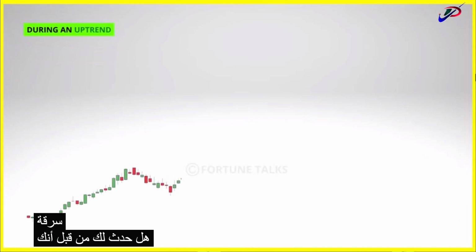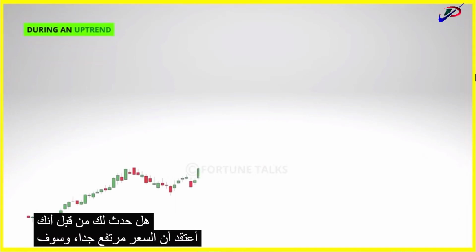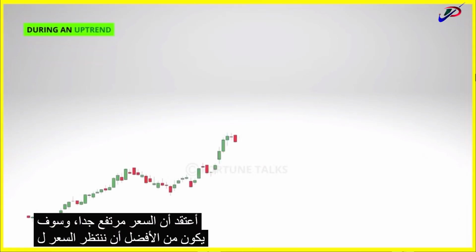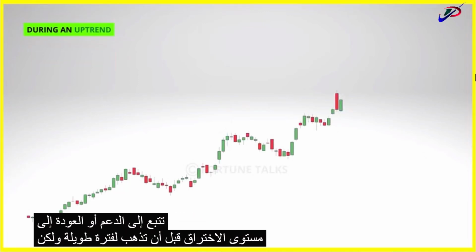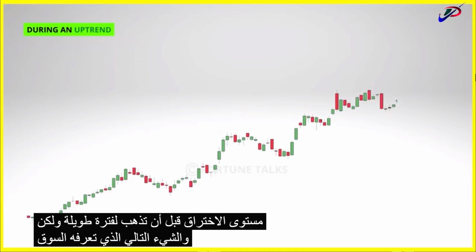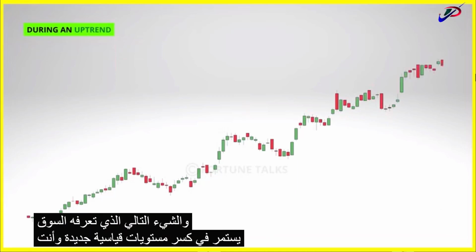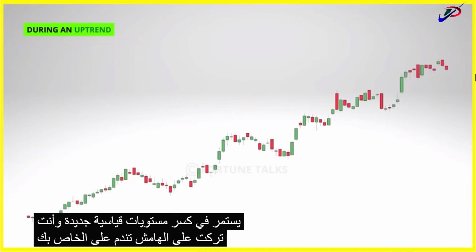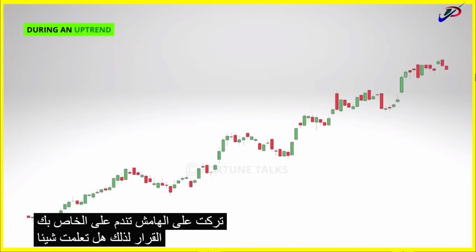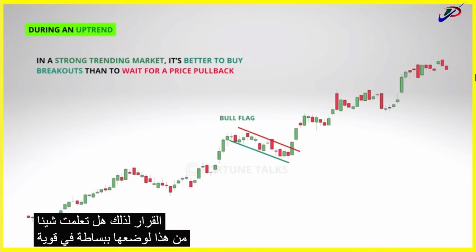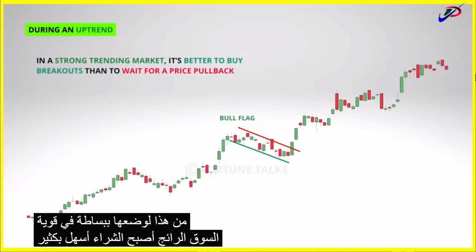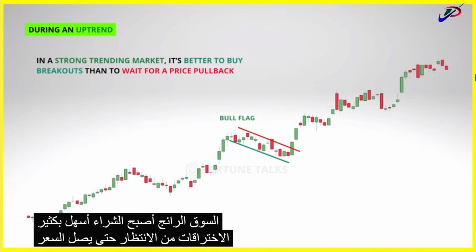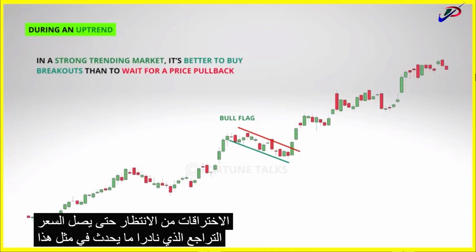Has it ever occurred to you that you think the price is too high and it would be better to wait for the price to retrace to the support or back to the breakout level before you go long? But the next thing you know, the market continues to break new highs and you are left on the sidelines regretting your decision. So have you learned something from this? To put it simply, in a strong trending market, it's far easier to buy breakouts than to wait for the price to pull back, which rarely occurs.